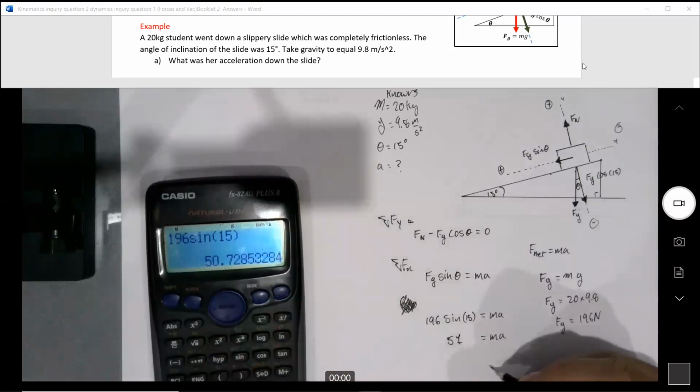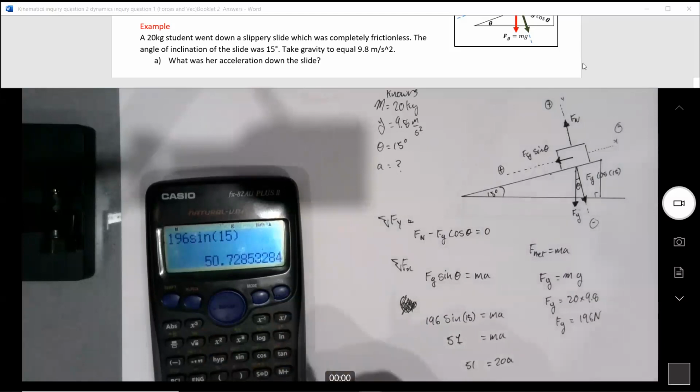We can solve for acceleration. We know that the mass is 20. 51 divided by 20 is equal to a, 2.55, so about 2.5 meters per second squared. Okay, let's have a look at the next example.